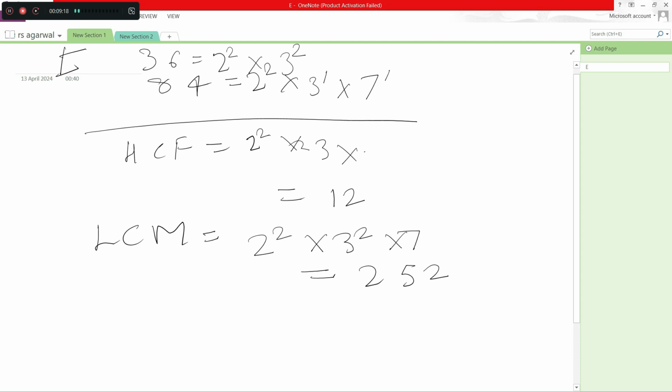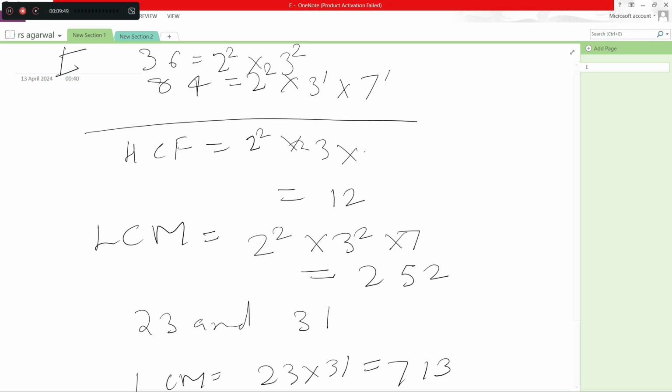Now the next question is for 23 and 31. If we talk about 23 and 31, both are prime numbers, so the HCF will be 1. But for the LCM, LCM is equal to 23 into 31, which is equal to 713. Now next is 96 and 404.